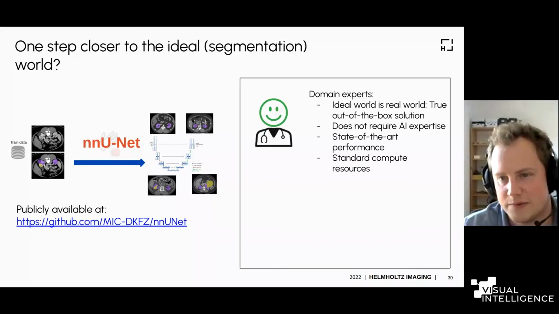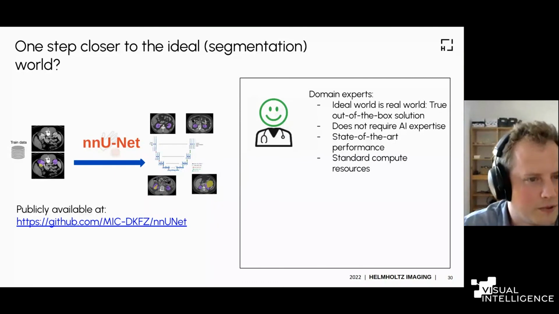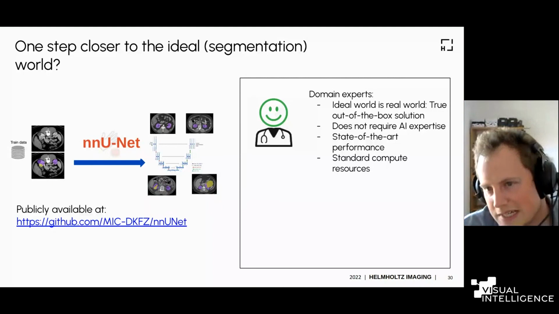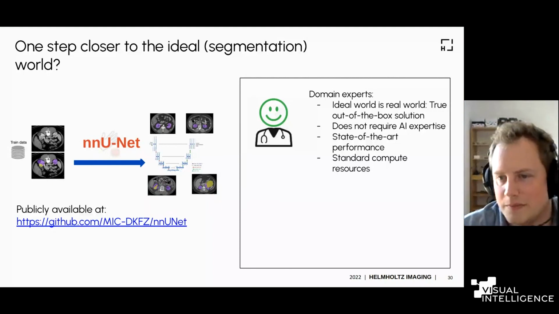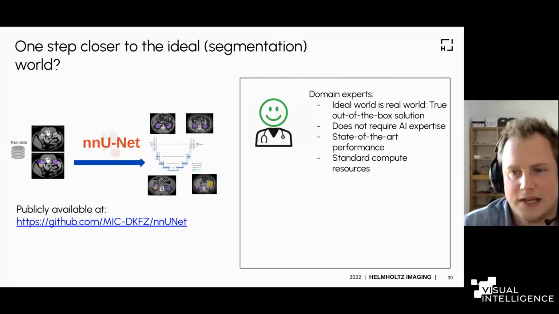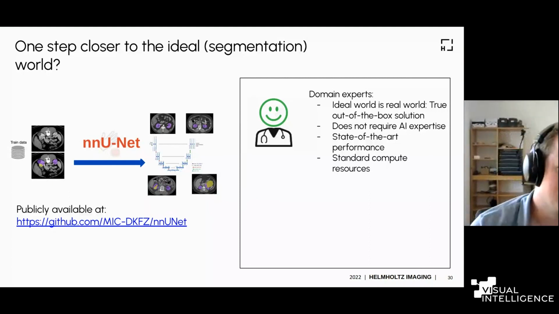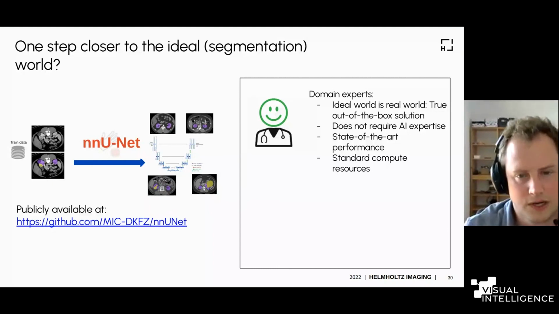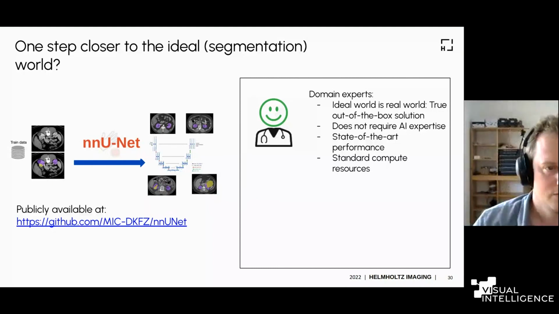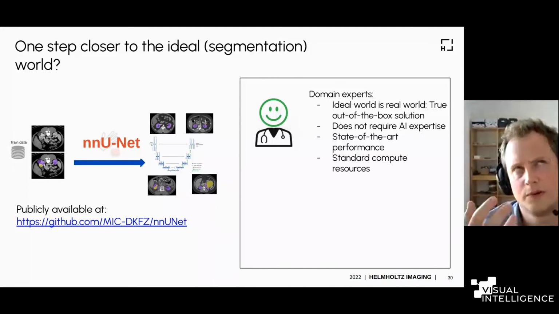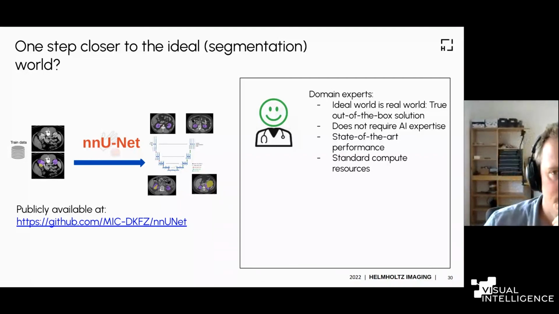And so nnU-Net makes, I think, or I hope, a lot of people happy. So, for example, domain experts now have the ideal world in their real world. They can use nnU-Net out of the box without having to know too much about programming. So some basic Python skills are still required, but you definitely do not need any AI expertise, and you can get essentially state-of-the-art performance for each of the custom data sets you might have, and you get it with a standard amount of compute resources.